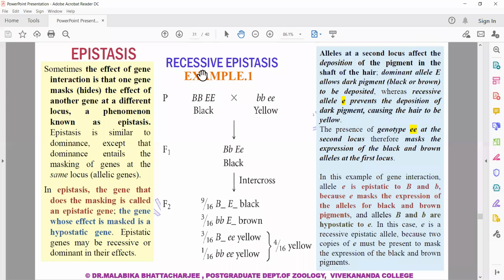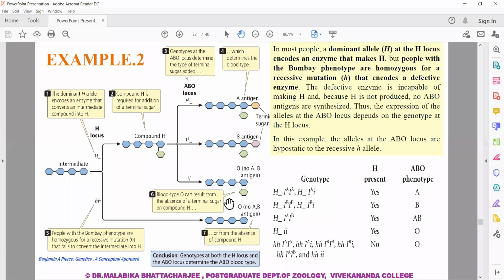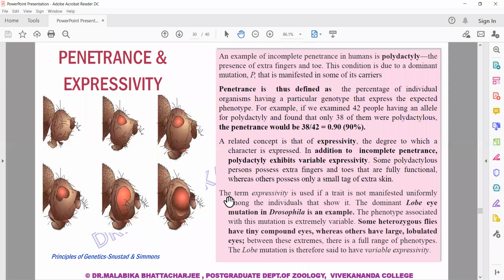So this was about recessive epistasis. So just once more, the gene which masks is the epistatic gene and the gene which is being masked is the hypostatic gene. Okay. Now coming to another example. So this is a recessive epistasis.